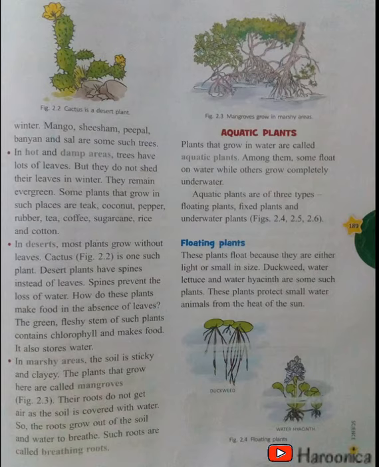Floating plants. These plants float because they are either light or small in size. Duckweed, water lettuce, and water hyacinth are some such plants. These plants protect small water animals from the heat of the sun.